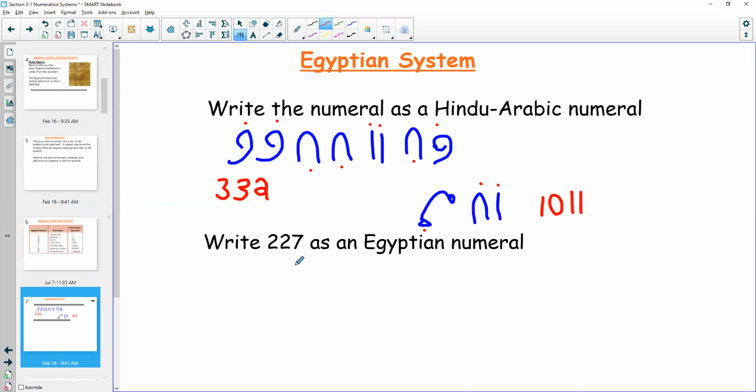Okay, so now we want to write the number 227 as an Egyptian numeral. Remember, order doesn't matter at all. So take a second, write your number.